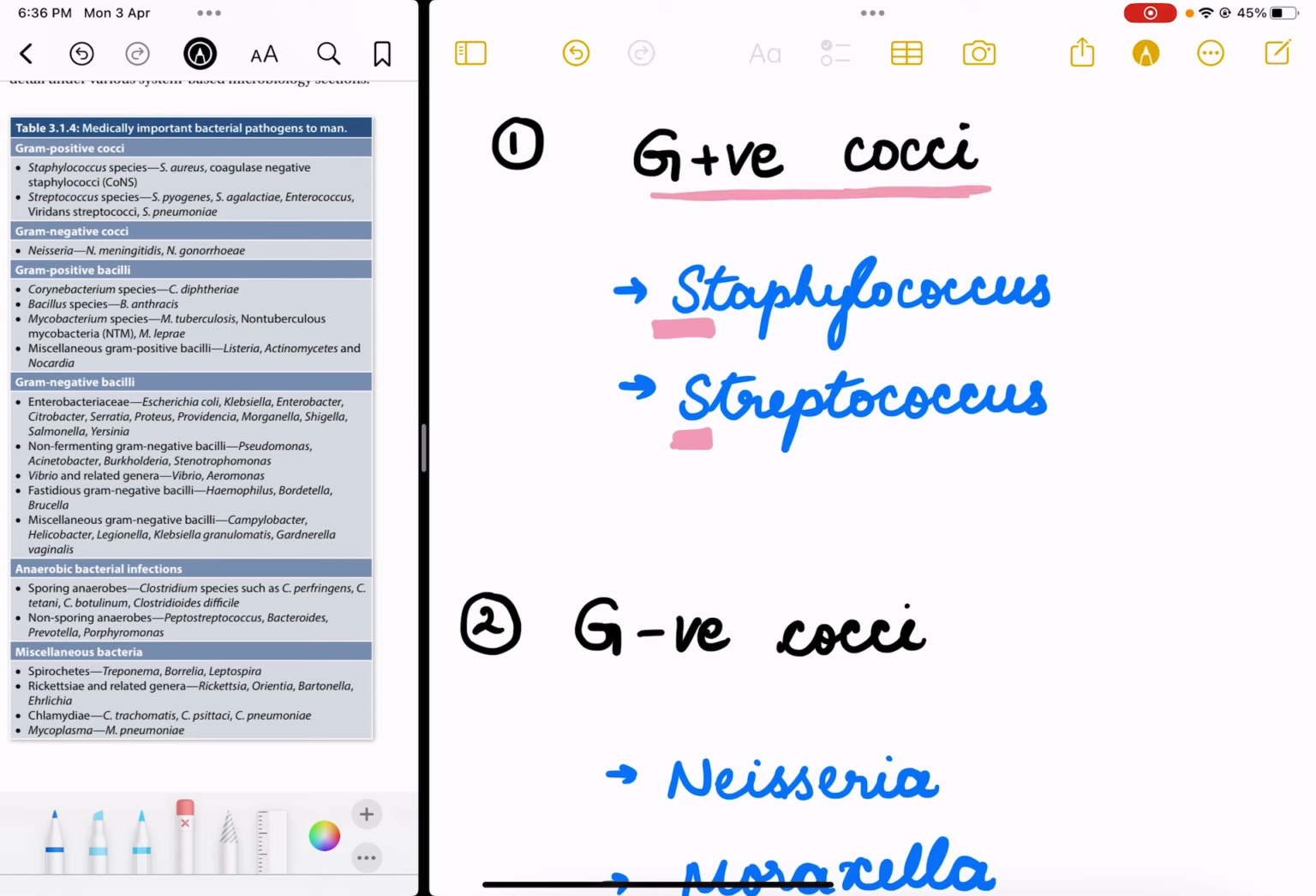Any gram-positive cocci will end with the suffix coccus. Remember this. For example, Staphylococcus and Streptococcus. And they also start with the letter S. So Staphylococcus, Streptococcus, both of which end with coccus, are gram-positive.